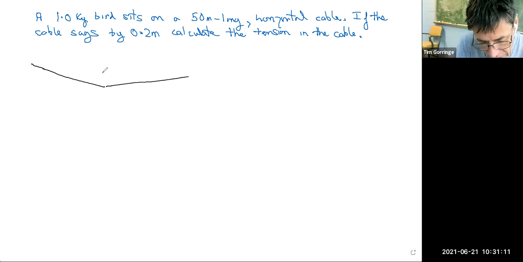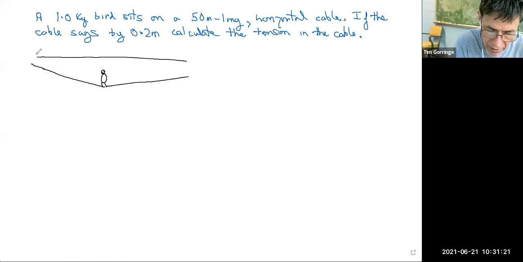So here's the cable and here's the bird standing on the cable. And the cable's length is 50 meters. And the cable sag is 0.2 meters. Obviously, I haven't drawn it to scale, but I am depicting the length of the cable and the sag of the cable. And the bird's mass, we're told, is 1 kilogram.